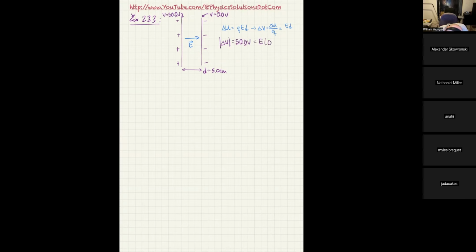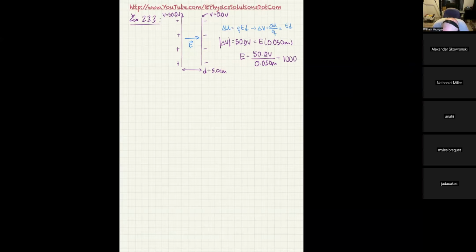And of course, the D is 0.050 meters, and that means the electric field is in fact equal to 50.0 volts divided by 0.050 meters. Notice the fives are going to cancel out. And the bottom is actually 5 over 100. So we're going to multiply the 50 times 100. That would make 5,000. But then we're going to divide it by 5. So that makes 1,000.